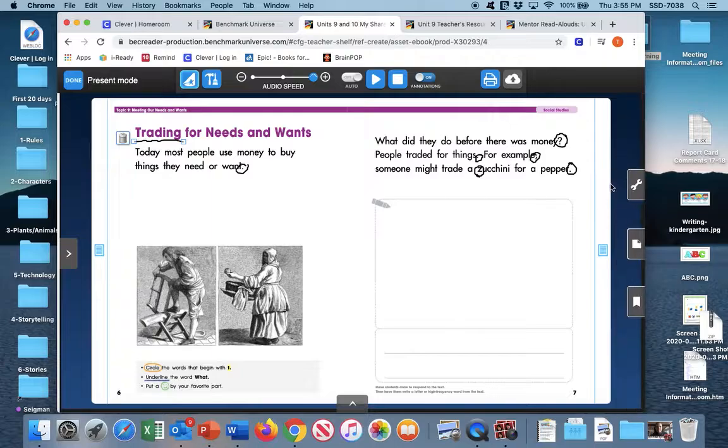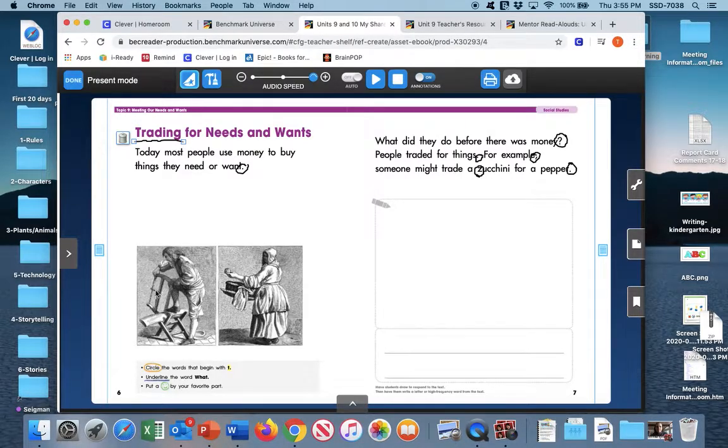A lot of people like to trade baseball cards. People might trade a toy. You could give a crayon to a friend, and they might give you a pencil. And so that would be considered trading. Let's take a look here at the first illustration. What does this man have that another person might want? Look at what he's holding.